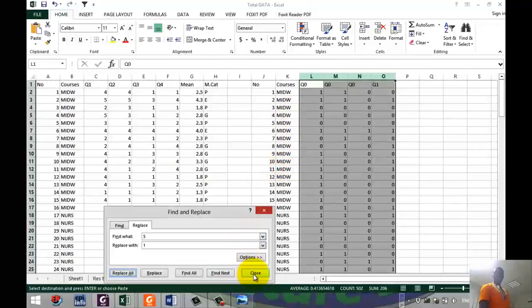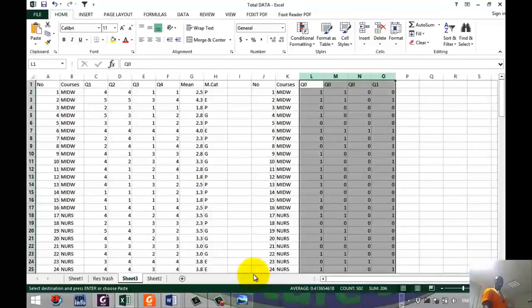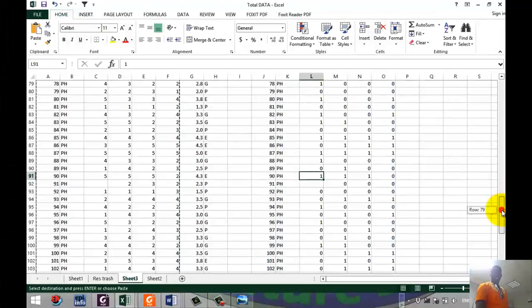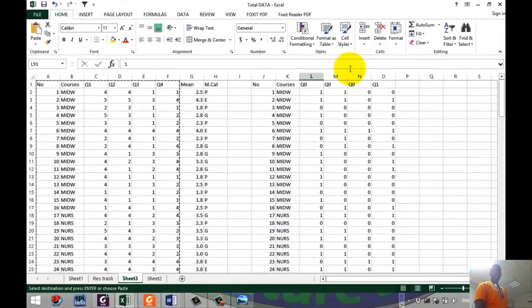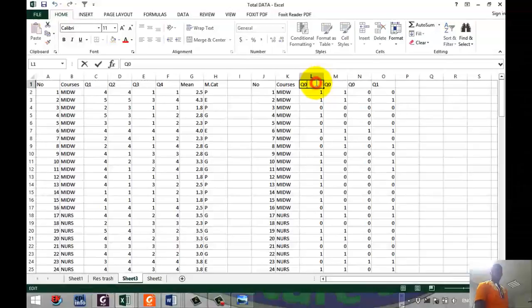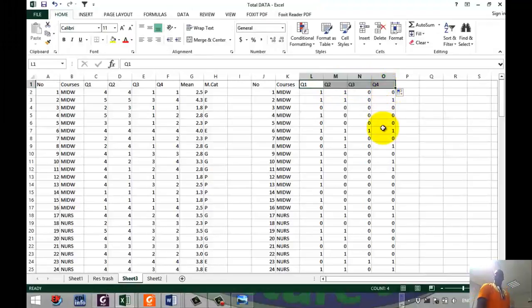So if we do this, the only casualties we are having here are the question numbers that have also been replaced, but that can easily be sorted out. You could just change one of them and then scroll it along this way, and you get your question numbers back. Right. So now we have recoded the 4s and 5s, where 4 counts, 5 counts, but 3, 2, and 1 do not count.